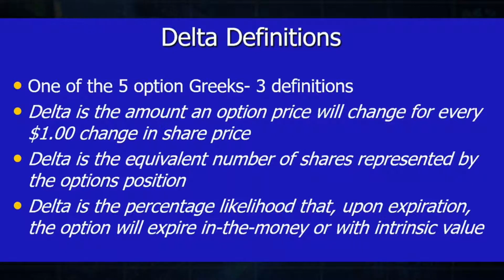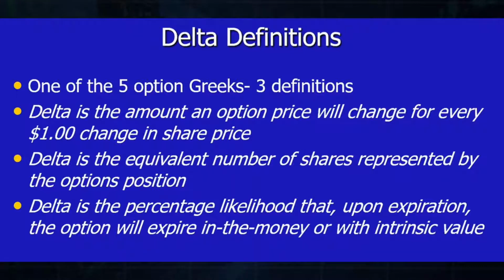First off, it's probably the most common definition of delta. It's the amount that an option price will change for every $1 change in the underlying stock. So if a stock is trading at 50 and the at-the-money option is trading at $2, and the stock goes up by $1 and has a delta of 50 or 0.5, we would expect the option to change by 50%. So if the stock goes up $1 from 50 to 51, we would expect that option to go from $2 to $2.50. So that's the first perspective of delta.